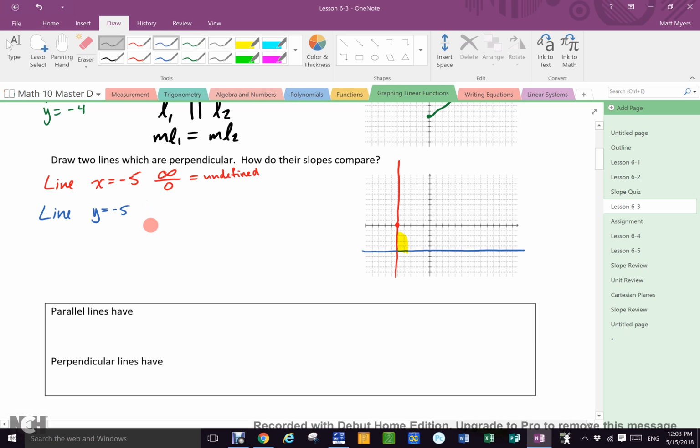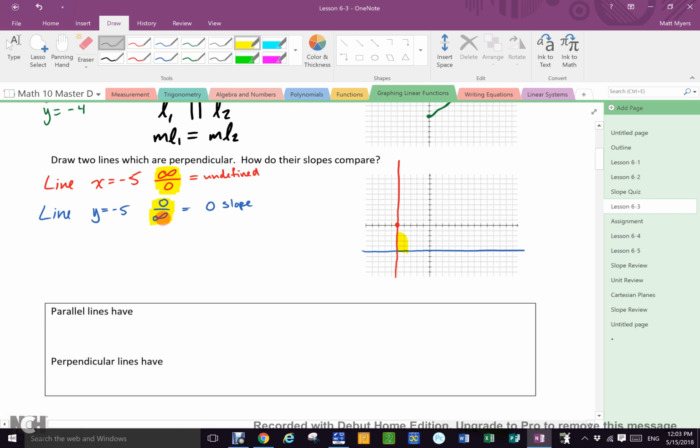What is the blue rise? Over what's its run? Infinity, which makes that the 0 slope. Now, we've already talked about why it's undefined and why it's 0. I want to focus on this part of it now. What do you notice about those values?